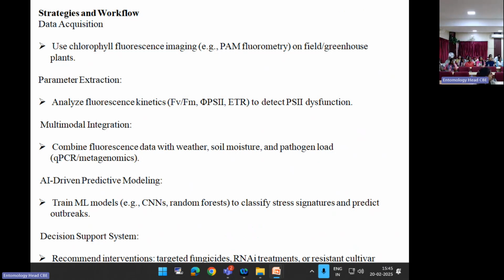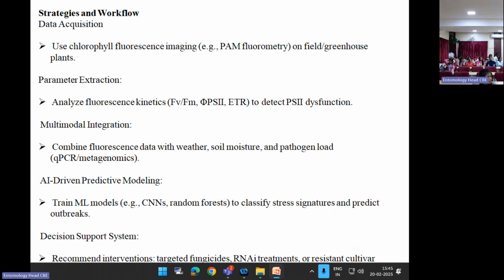So this is the data acquisition we use. When it goes below 0.7, we assume that there is a disruption in electron transport, and there is either a disease or a biotic or abiotic stress. Then extraction of the parameters, that is Fv/Fm, the efficiency of photochemistry, and all the electron transport parameters, which is a very complex set, and we measure that within milliseconds.